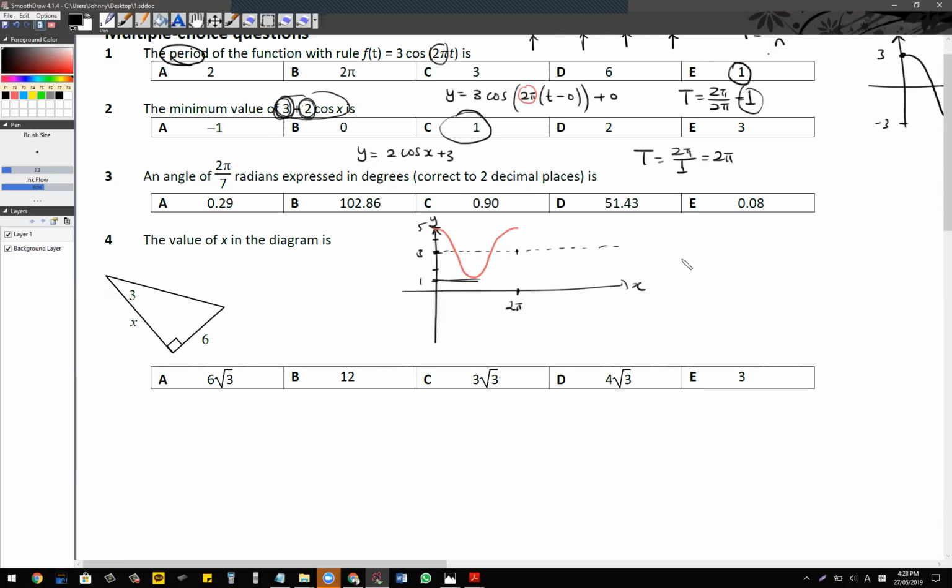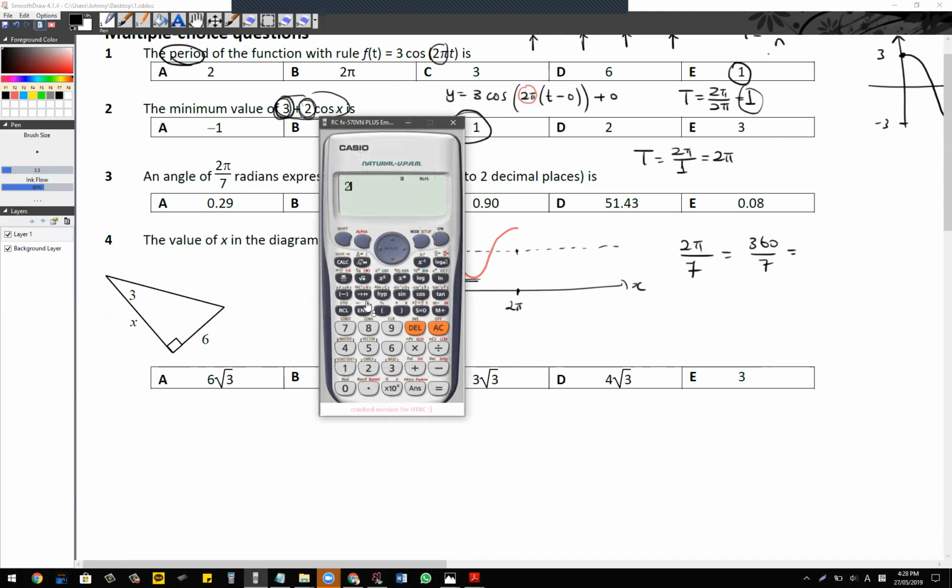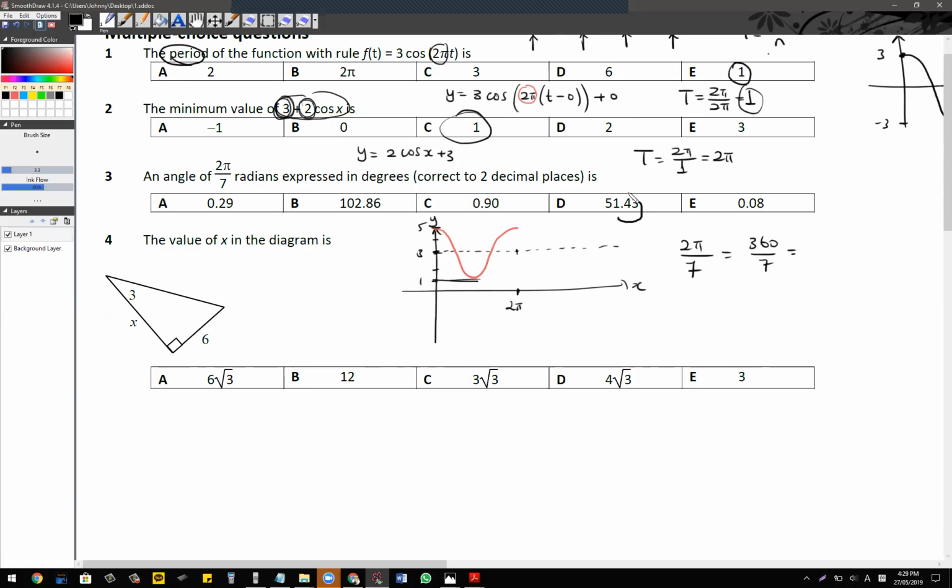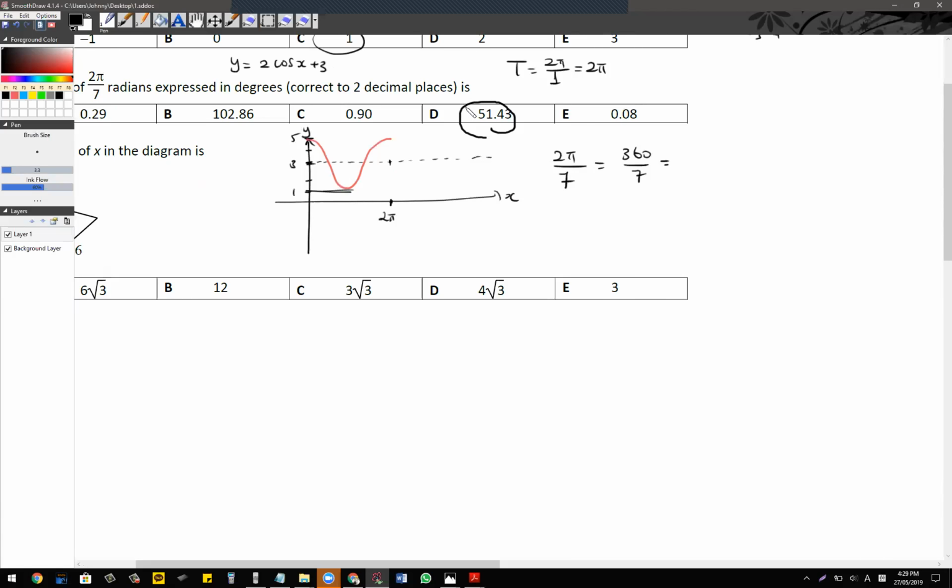Now number 3, an angle of this much radian expressed in degree. This is pretty simple. You just substitute 180 into pi. Then you get 360 divided by 7, which gives you 51.43, this one here. An alternative way is 2 pi over 7. You need to times it by 180 over pi. But that's the same thing. We get 360 on 7.